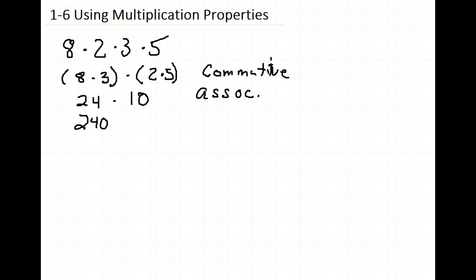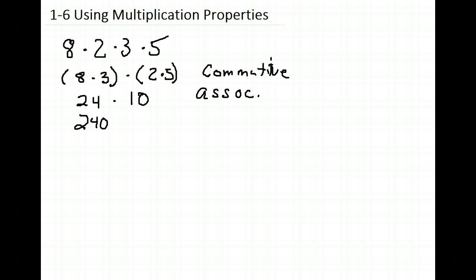So to recap, we reshuffled the cards and put them together in groups and reordered them. So we have 8 times 3 times 2 times 5. And then using the associative property, grouped them together. So we had 8 times 3 and 2 times 5, which allowed us to simply multiply all 4 numbers together.